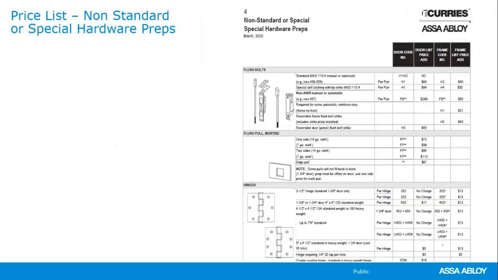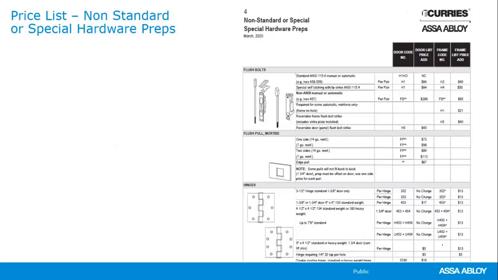The next section that is in the Curry's price book is your non-standard or special hardware preps. This will have your door list price adders and your frame list price adders. So be aware that they put them on both of these adders on the same page.